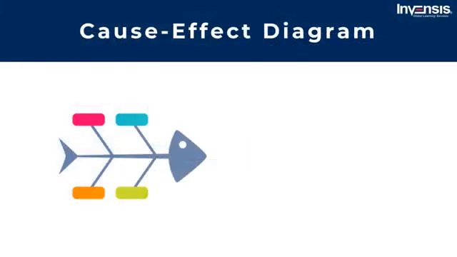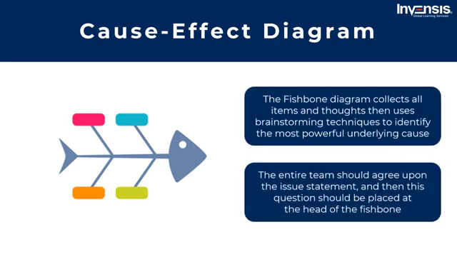The third is the cause-effect diagram. Because the form resembles the top view of a fish skeleton, this cause-effect diagram is known as a fishbone diagram. During problem solving, each team member has a different perspective on the root cause of the problem or question. The fishbone diagram collects all items and thoughts, then uses brainstorming techniques to identify the most powerful underlying cause for that problem. So for this, you will hear a variety of explanations for an issue.